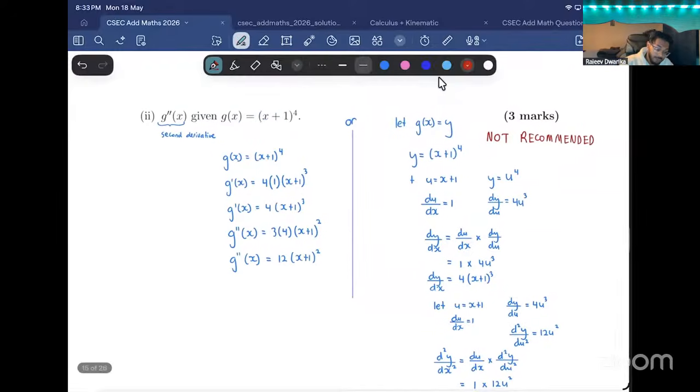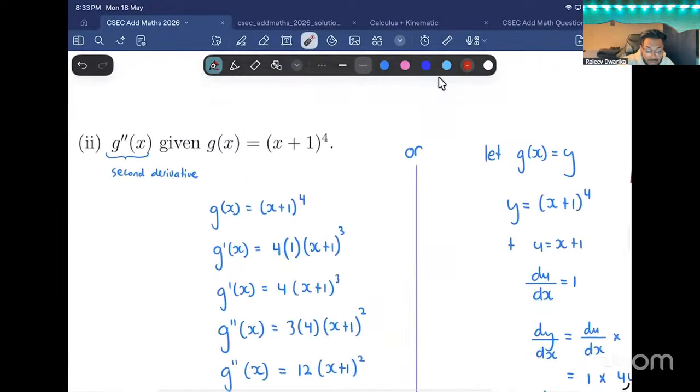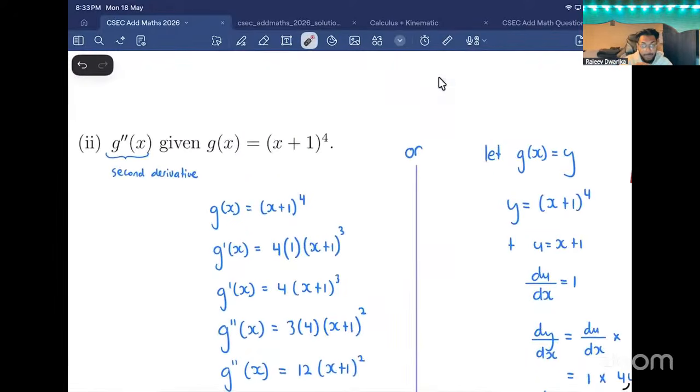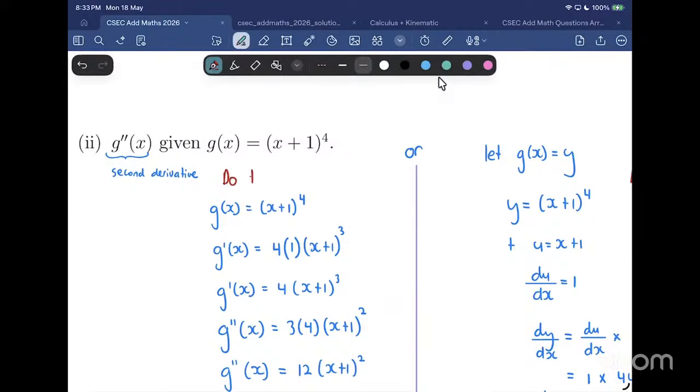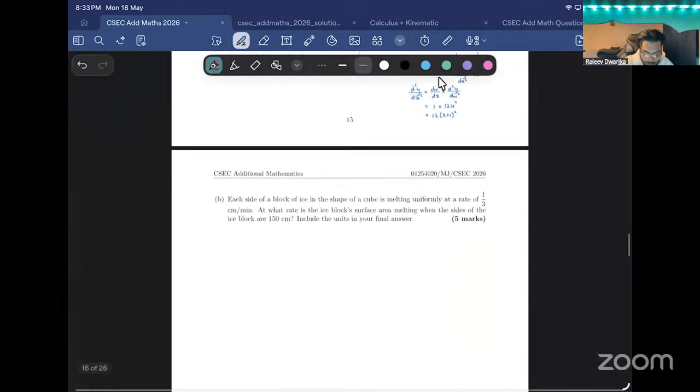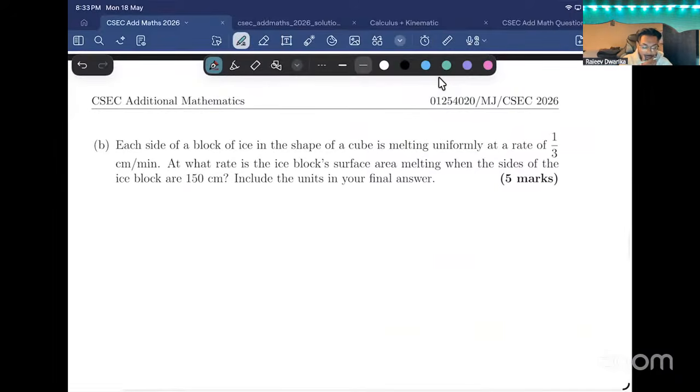If I see a question like this for 3 marks, and I see it is the second derivative I want to find, and I see it is chain rule, I gotta do the shortcut. This is what is recommended. Do this. All right, cool. This is a nice question.